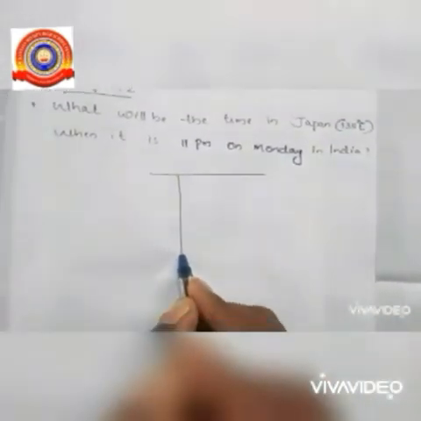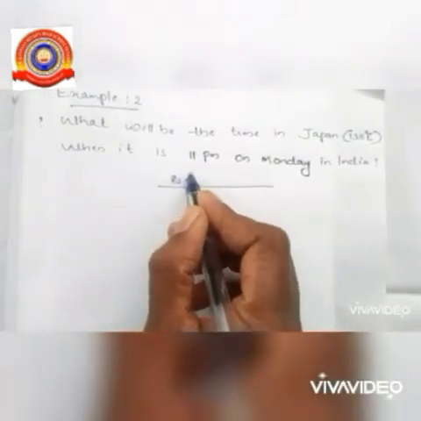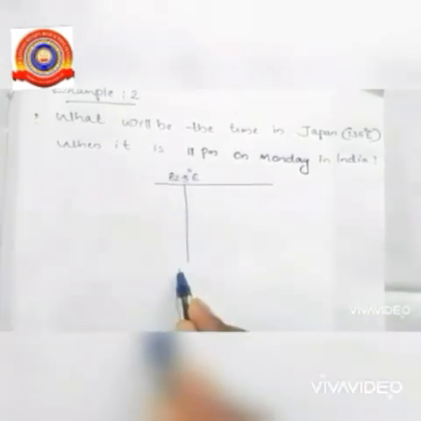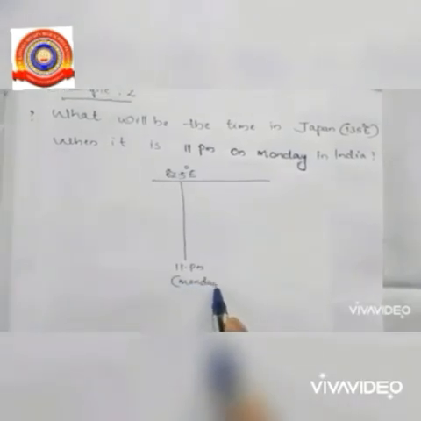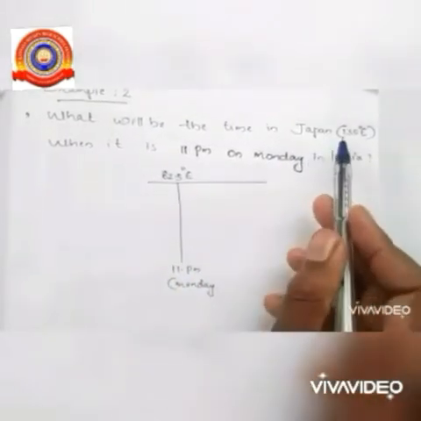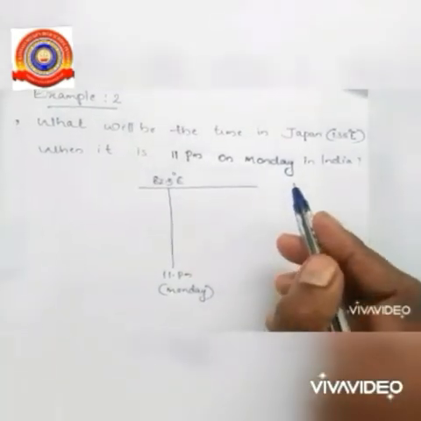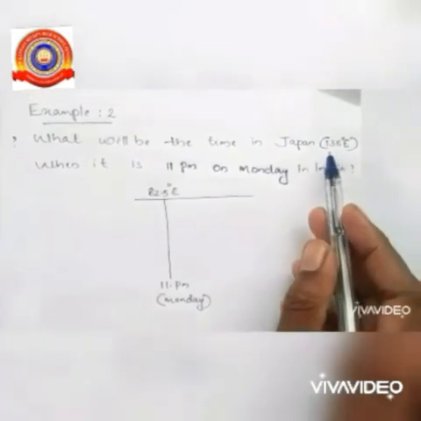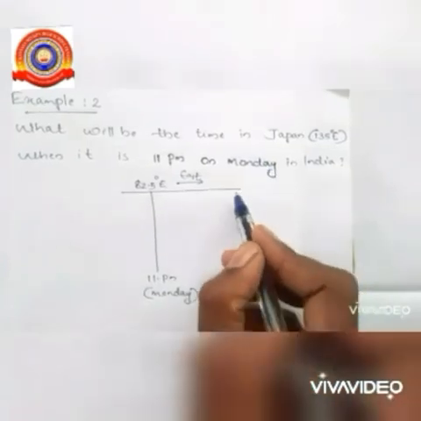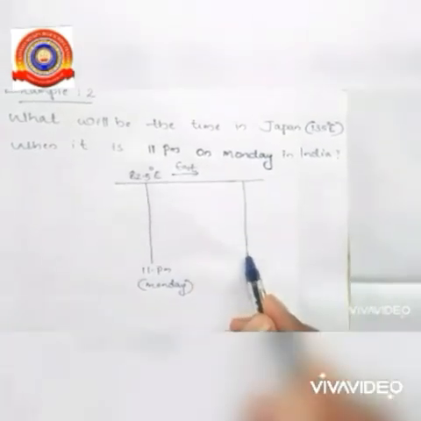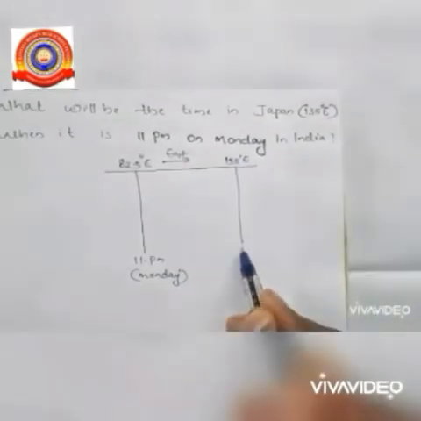First of all, we will draw the figure to locate the places. We know that India's standard meridian is 82.5 degrees east, so we will write it here. From the question, we know that the standard meridian of Japan is 135 degrees east. So we will write it on the figure. From the figure, we also know that Japan is located to the east of India. Next, we have to find the time here.